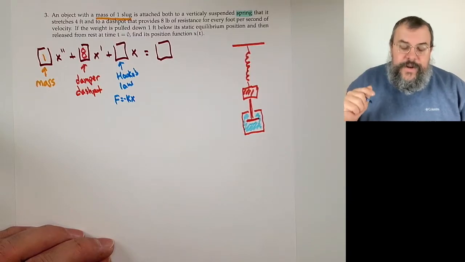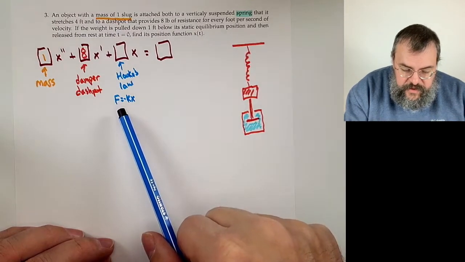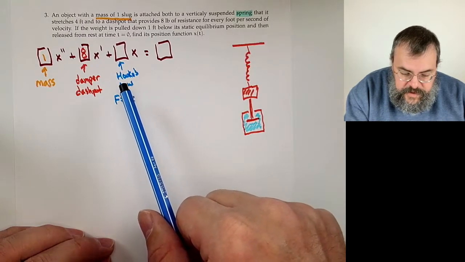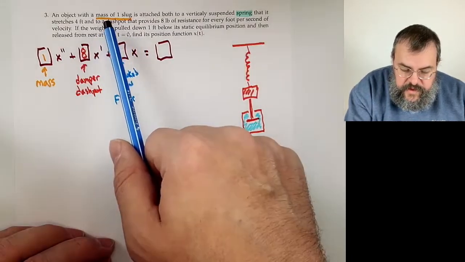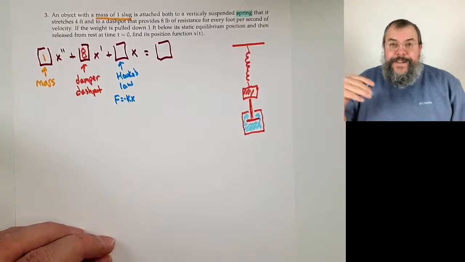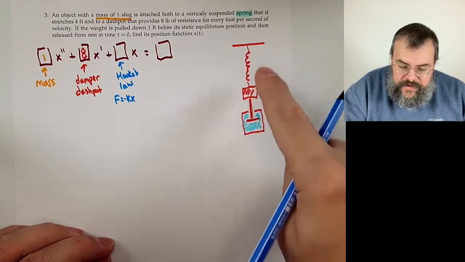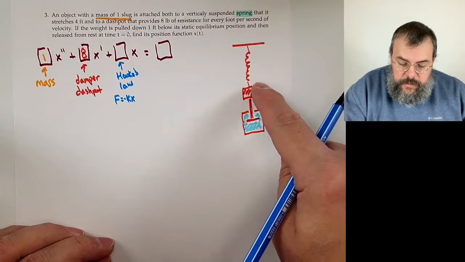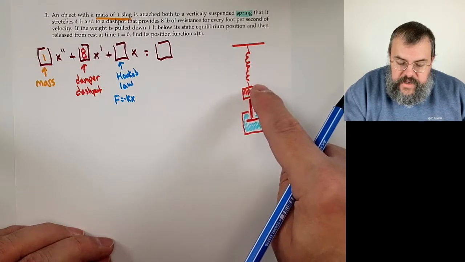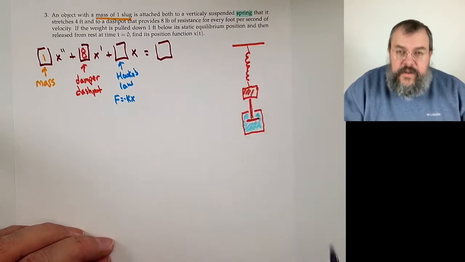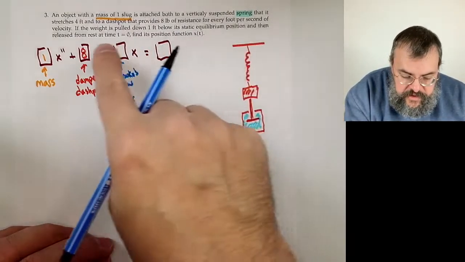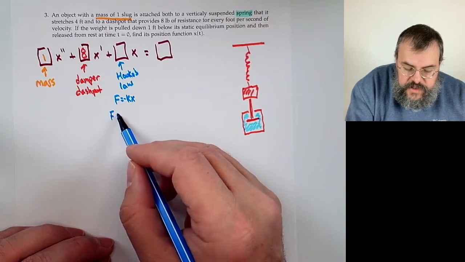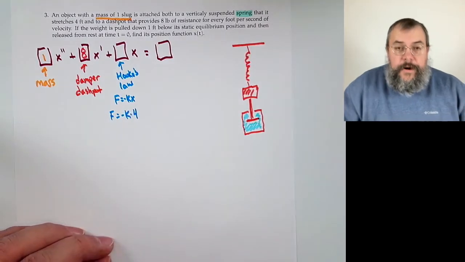Now, here's where it comes into play. So our force, where do we find it? We've got to be a little bit careful here. So the spring, Hooke's law is attached to the spring. And now what we've done is we have an object, and that's pulled it down. And it stretches 4 feet. So what we have is our force is minus k times 4.